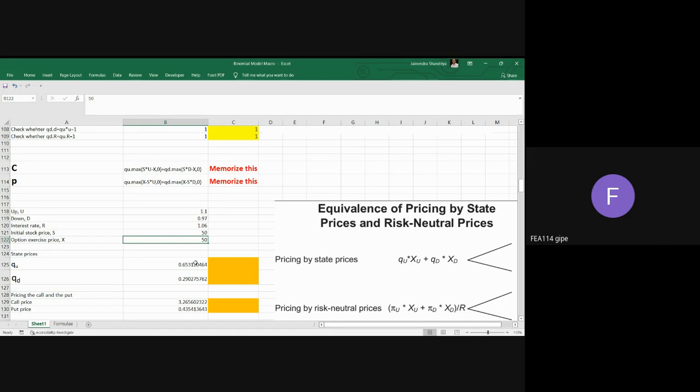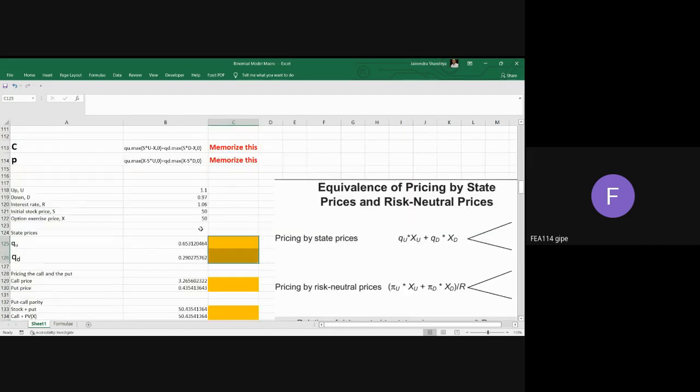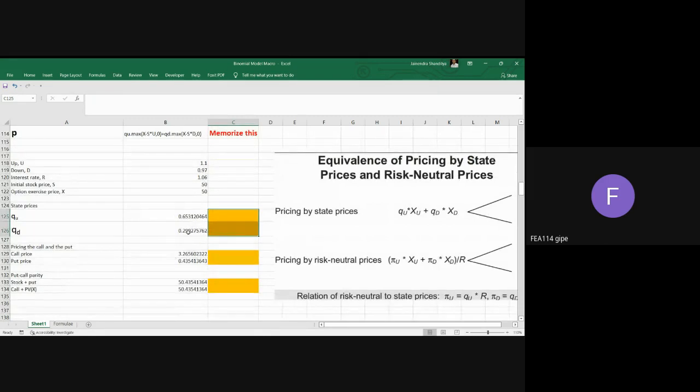This is QU and QD. I'm not going to solve it again because we have already solved it here. So let's save time by that. Now QD is also there. Now the challenge is to solve for the call price. So how do I solve for the call price?